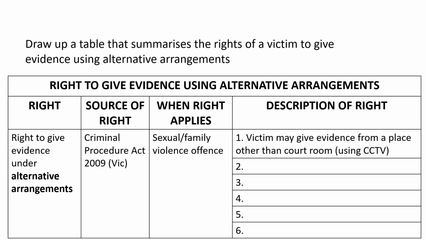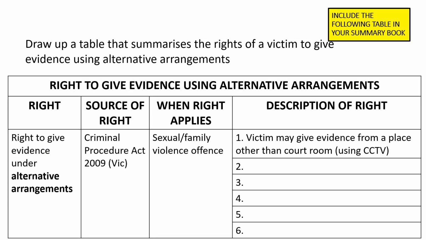What I'd like you to do now is to draw up a table in your summary books, like the table on this slide. You need to complete this table by including in the right-hand column a description of each of the rights that a victim has to give evidence using alternative arrangements. You'll be able to complete this table as you listen to the description of these arrangements that accompanies the following slide.